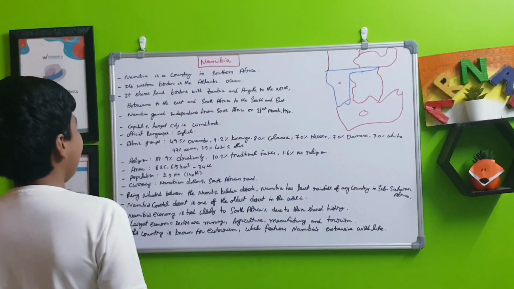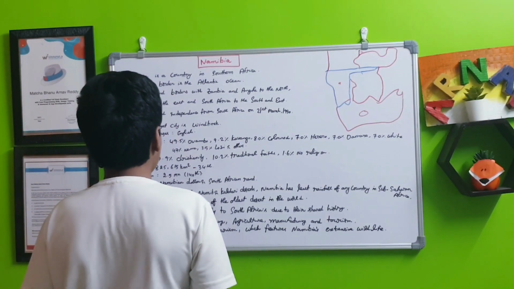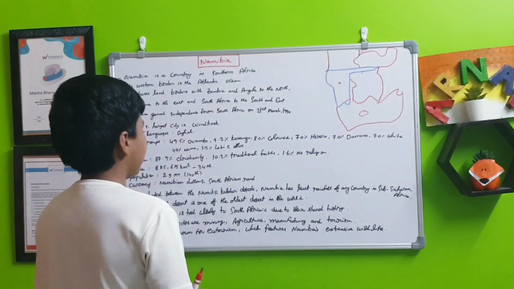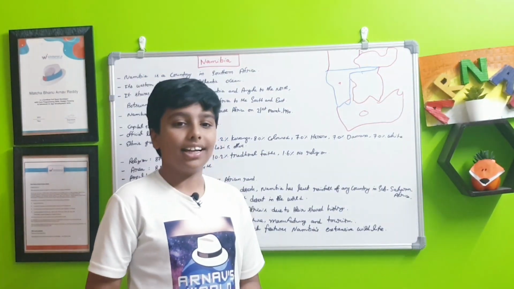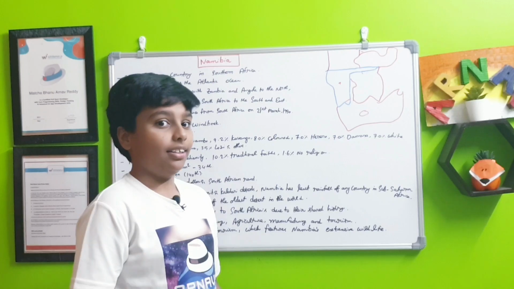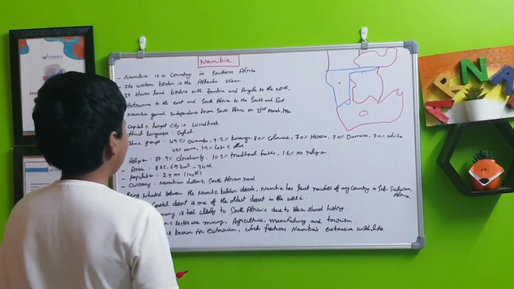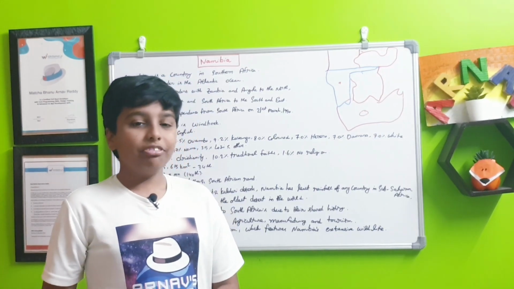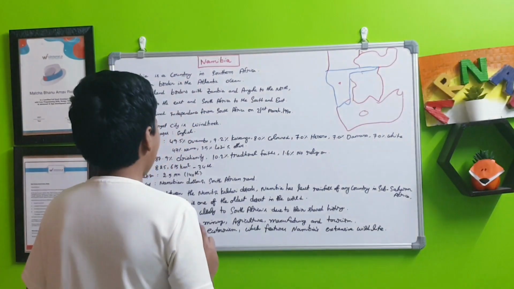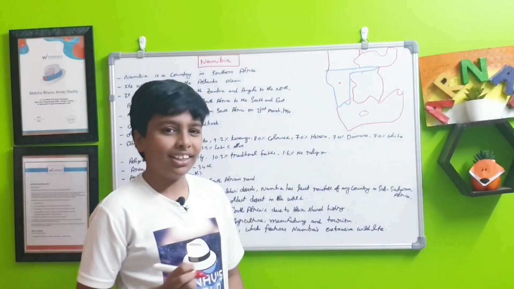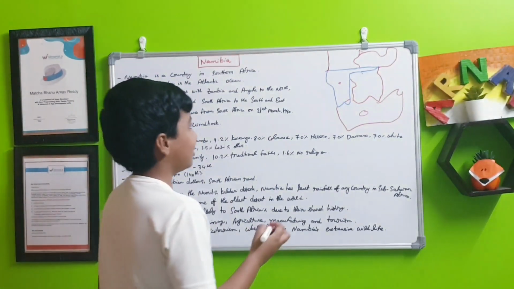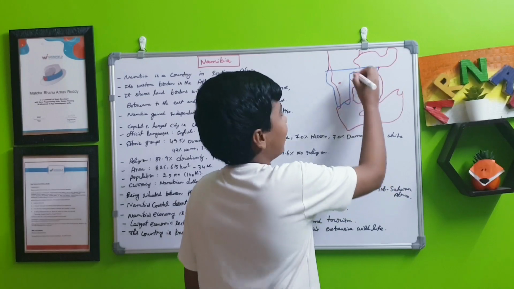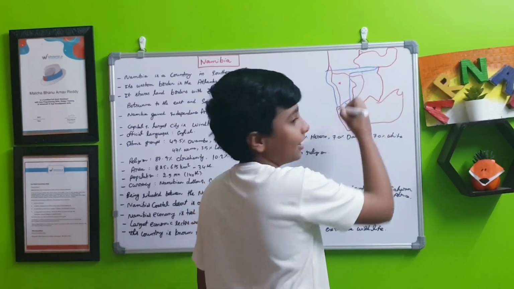The area of Namibia is 825,615 square kilometers, which makes it the 34th largest country in the whole world. It's pretty large. Next, its population is just 2.5 million people, which makes it the 140th most populous country in the world. The main regions are the Namib Desert, which goes along the coast, and the Kalahari Desert, which is all over the country.